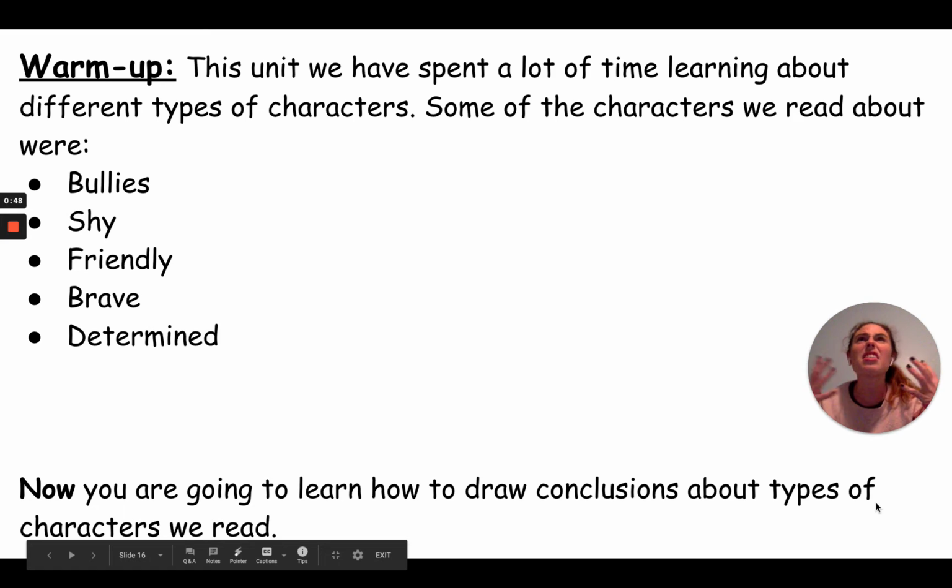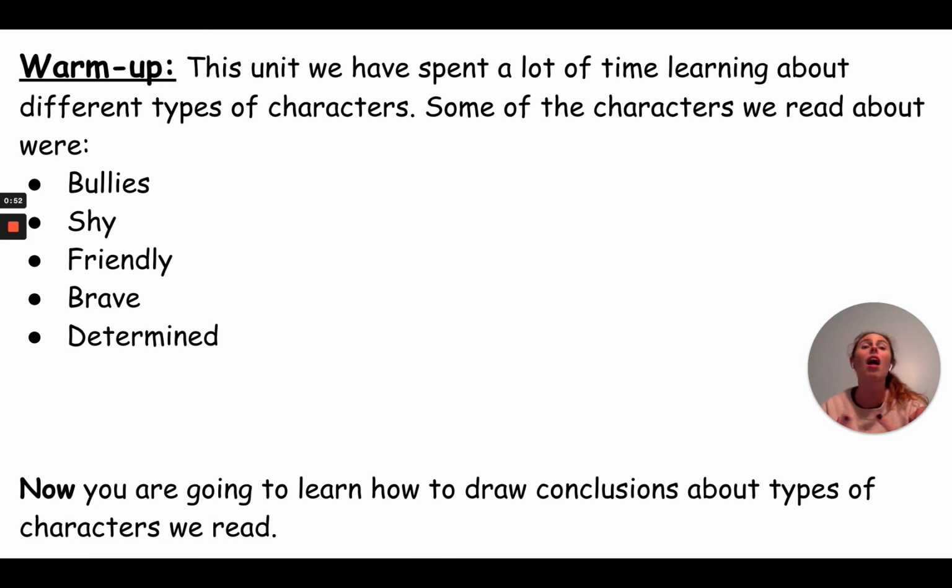So, this unit, we're wrapping up our whole unit, Journey to Meaning. We have spent a lot of time learning about different types of characters. Some of the types we've read about were bullies, shy characters, friendly characters, brave characters, and determined characters. Now you are going to learn how to draw conclusions about the types of characters we read.